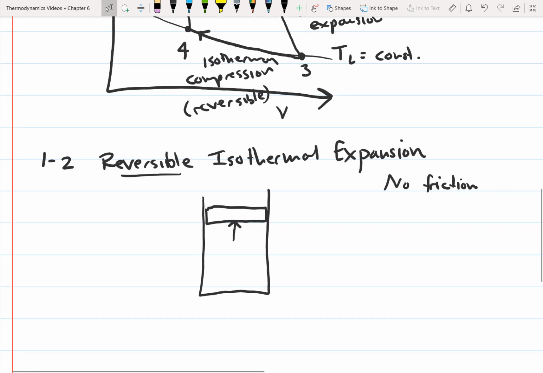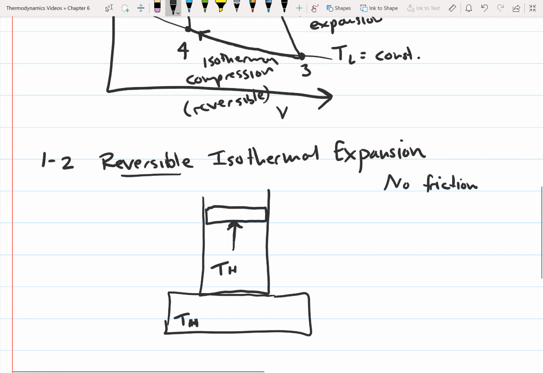The other thing that we need to consider is that, basically what we're doing here, we're expanding the gas in this cylinder, and the gas is at the high temperature, and it's isothermal expansion, so we know that as gas expands, it's going to cool. So the only way that we can keep this gas at this temperature, or this T high, is if this cylinder is in contact with some reservoir that's also at T high.